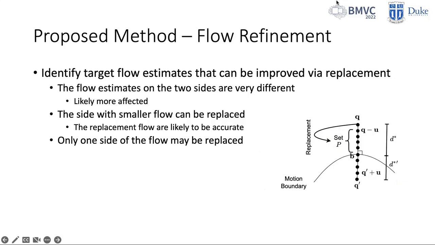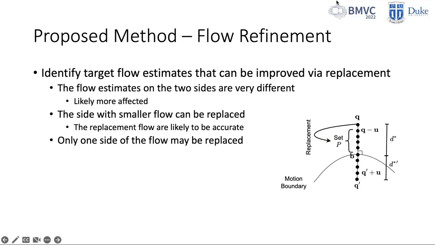When the flow estimates on the two sides are very different, the flow estimates on one side are likely to be affected by the flow estimates on the other side. For those motion boundaries, the side with smaller flow magnitude is more likely to be improved by replacement. At these points, the approximation error is smaller because the flow is smaller and therefore typically changes less rapidly. The estimation error is smaller as well because flow predictors do better on smaller motions.